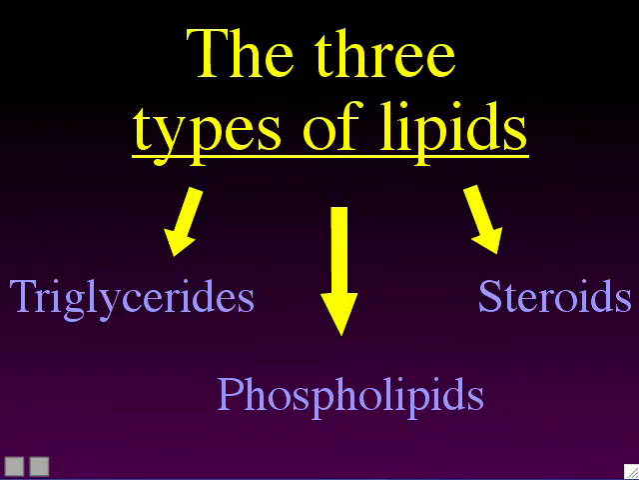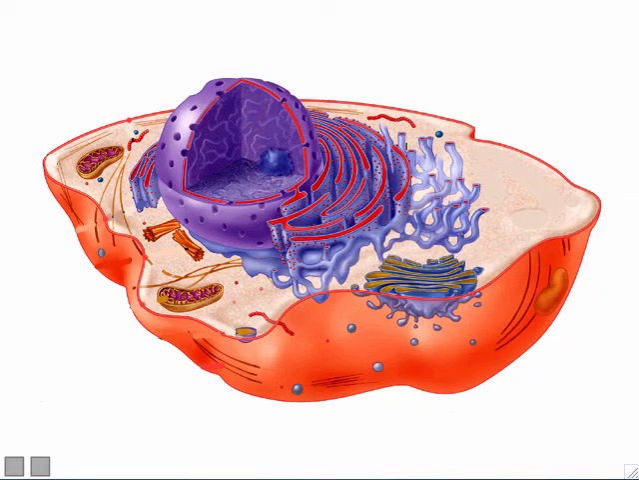Let's now move on to the second type of lipid macromolecule that we're going to talk about, which are the phospholipids. So the function of these is pretty straightforward. They are the major molecules that cell membranes are built out of. Here's an artist's depiction of a cell, and the outer part of the cell is called the cell membrane. And yes, the major molecules that cell membranes are built out of are called phospholipids.